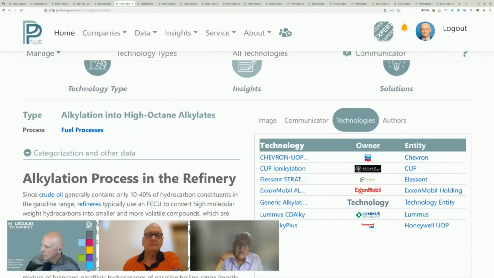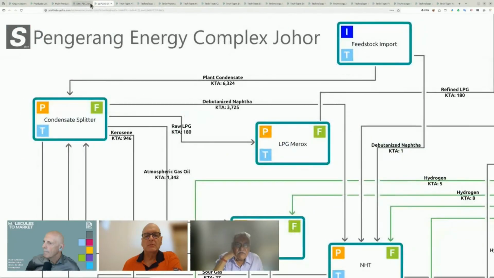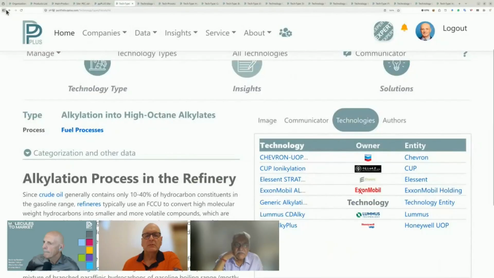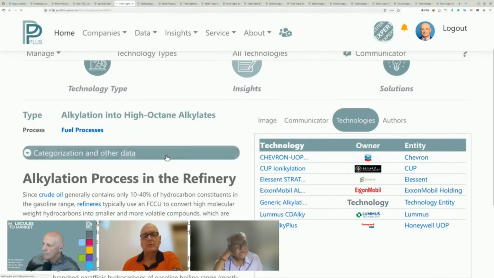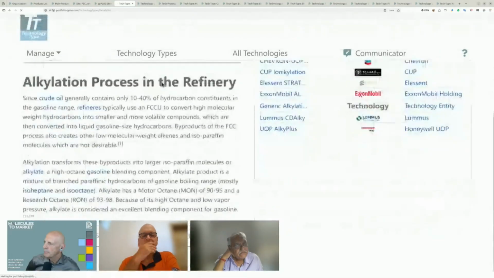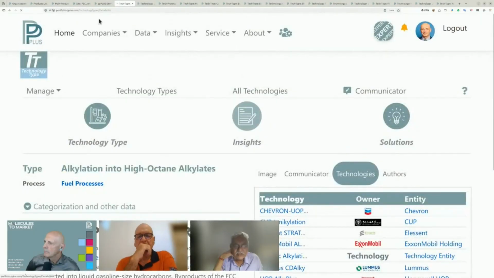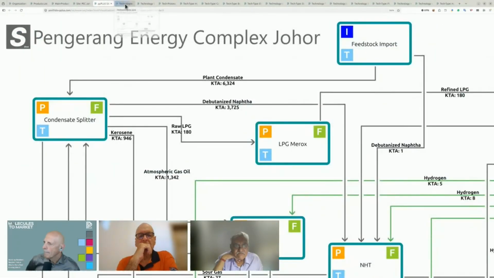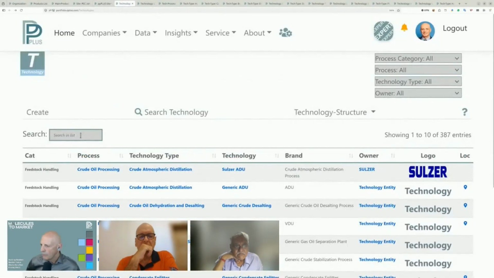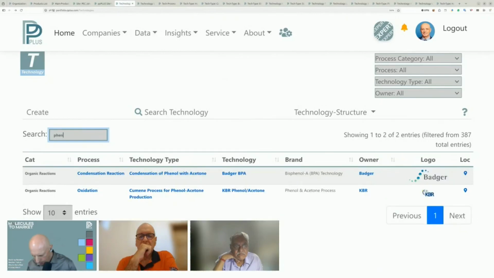What about phenol? Can you check phenol? Phenol is, I think, Badger is there. Badger, KBR, UOP. Badger is, I think, a good process. So phenol, Badger, BPA.